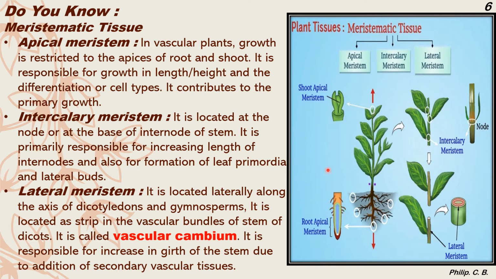So here I added the image of meristematic tissue, three types: apical meristem, intercalary meristem, lateral meristem. Here you can see the shoot apical meristem which is present at the apex region. Then you can see the root apical meristem which is at the bottom or lower part, the basal region. Here the intercalary meristem, the lateral meristem. The intercalary is in between the nodes, where it helps to elongate the internodes.